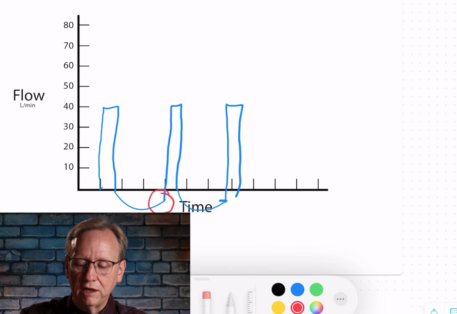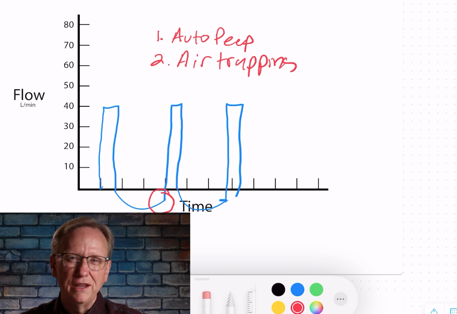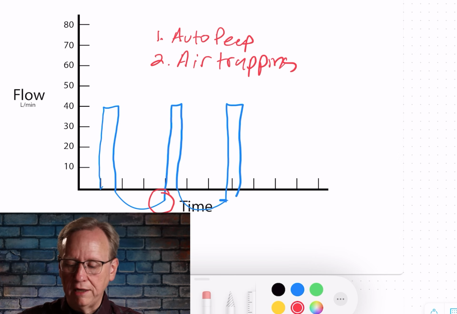And so what's the outcome? Well, you might know this outcome as auto-PEEP. And it has several names. You would also know it as causing air trapping. So air trapping is a problem. Another name is intrinsic PEEP. There are some names for that. We don't like that. Now, how do we fix that?